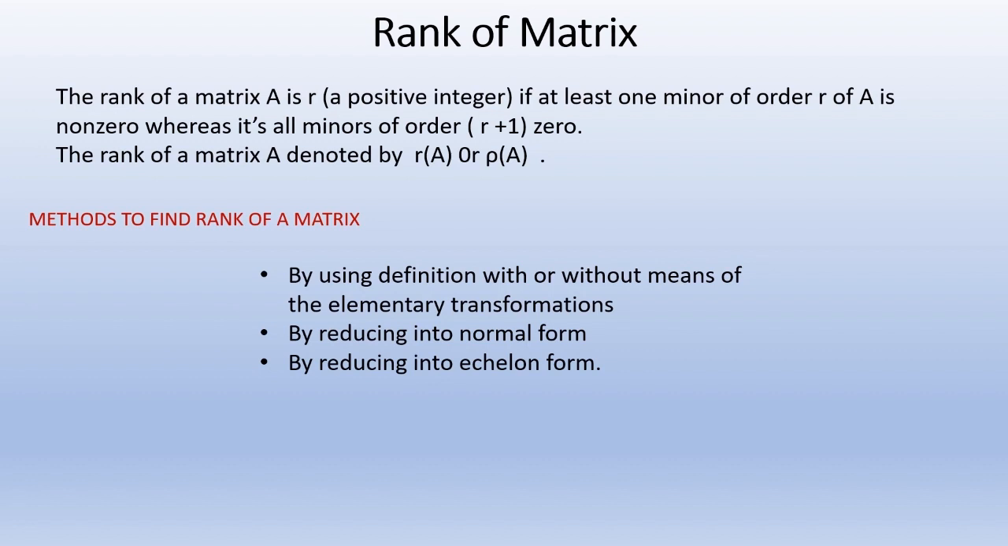Rank of a matrix निकालने के 3 methods हैं. 1. By using definition with or without means of the elementary transformations. 2. By reducing into normal form. 3. By reducing into echelon form.